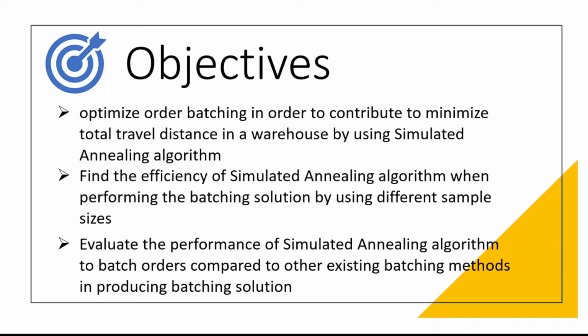The objectives of this research are: 1. Optimize order batching in order to contribute to minimize total travel distance in a warehouse by using simulated annealing algorithm. 2. Find the efficiency of SA algorithm when performing the batching solution by using different sample sizes. 3. Evaluating the performance of simulated annealing algorithm to batch orders compared to other existing batching methods in producing batching solution.